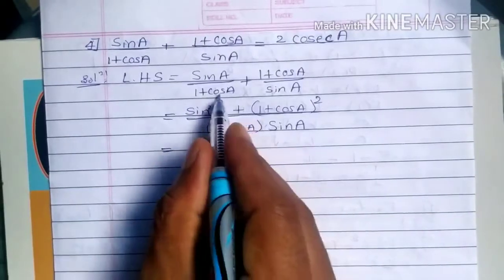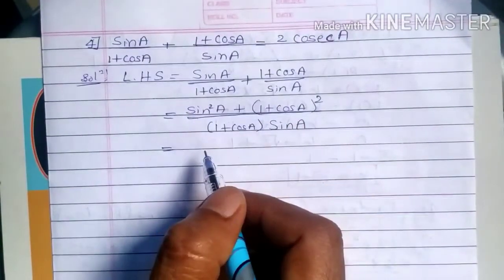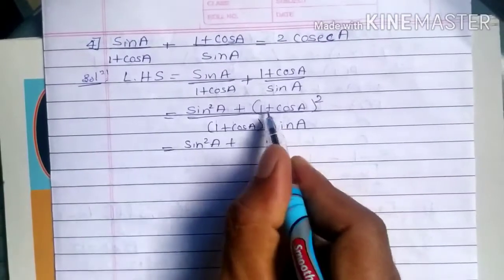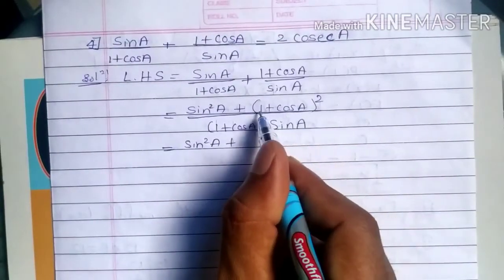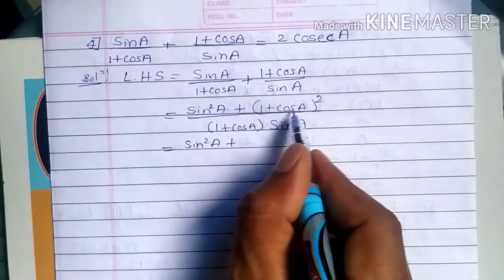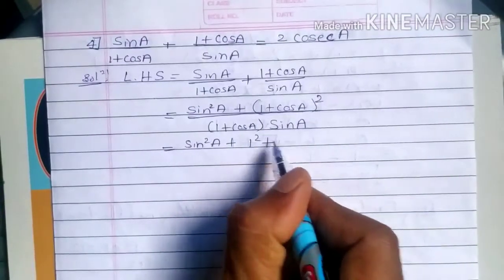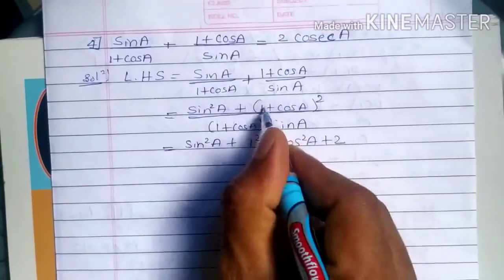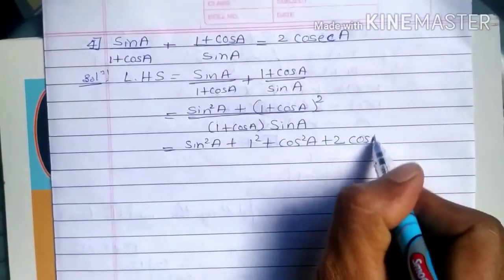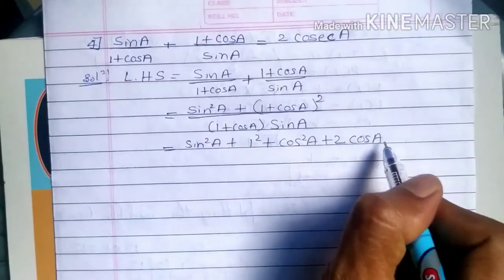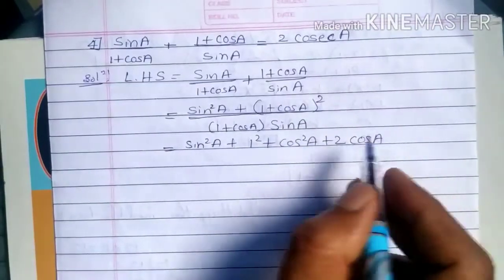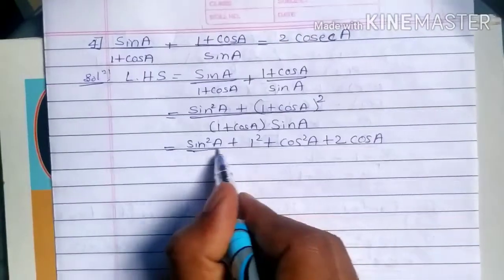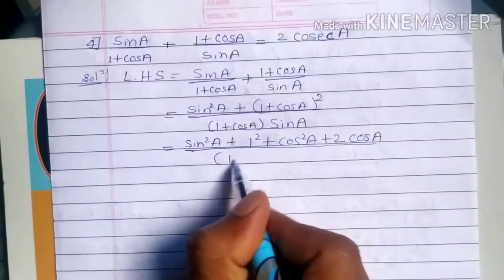That is equal to, multiplying these two, keeping sin square A as it is, plus A plus B whole square, where A is 1 and B is cos A. A plus B whole square is equal to A square plus B square plus 2AB. Here A is 1, so there is no need to write it, because multiplying by 1 will not change the value. Divided by 1 plus cos A into sin A.